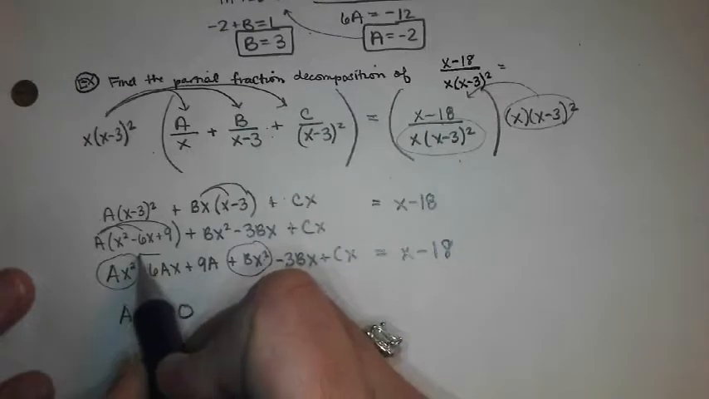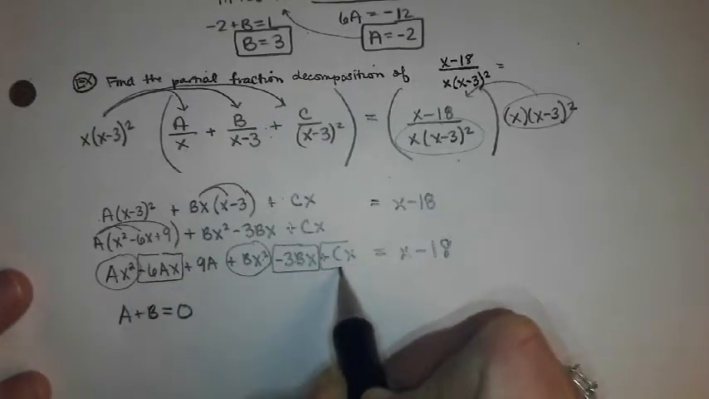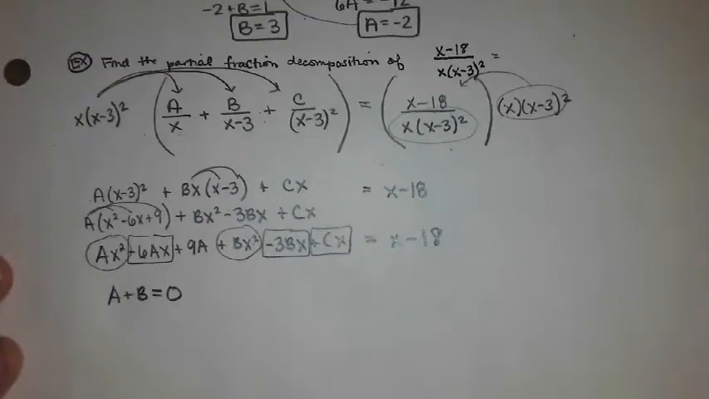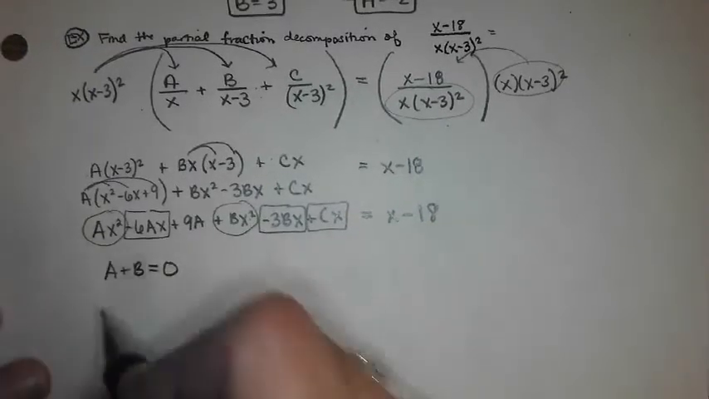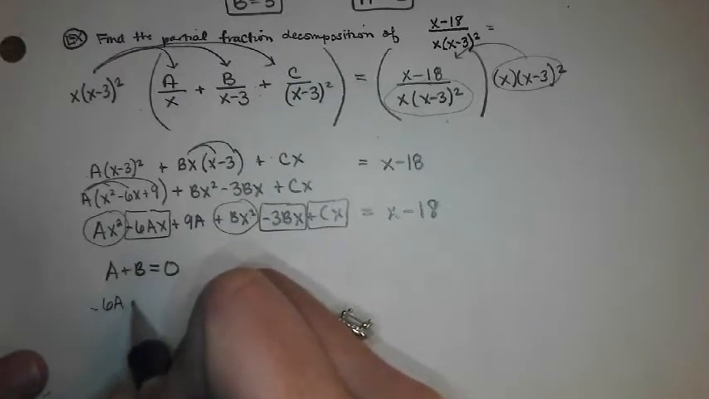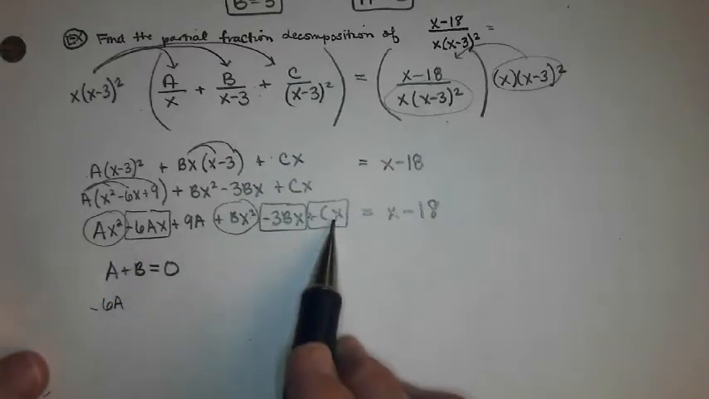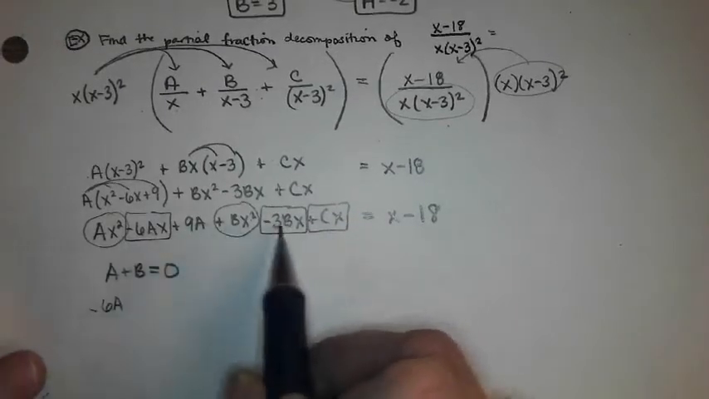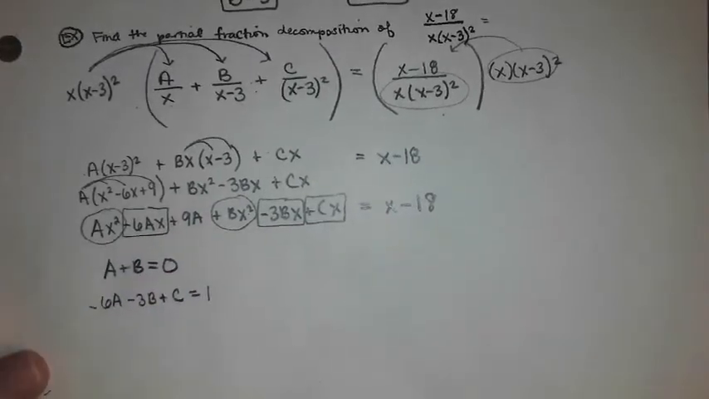Our x terms, and I'll box these in, negative 6ax, negative 3bx, and cx. How many x terms do we want, Olivia? 1. So what would be the equation I would write with a's, b's, and c's? You just wouldn't include the x's. You want the coefficients of x's to add up to be 1. So negative 6a minus 3b plus c needs to equal 1.